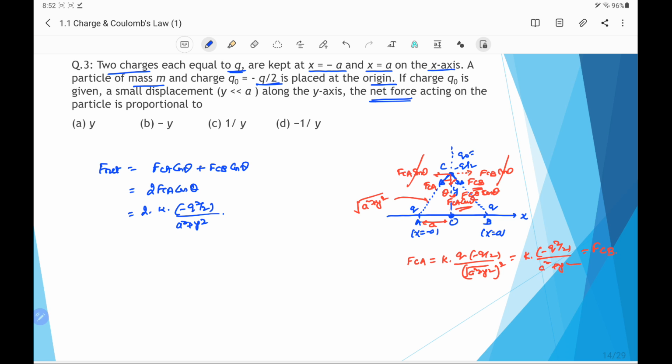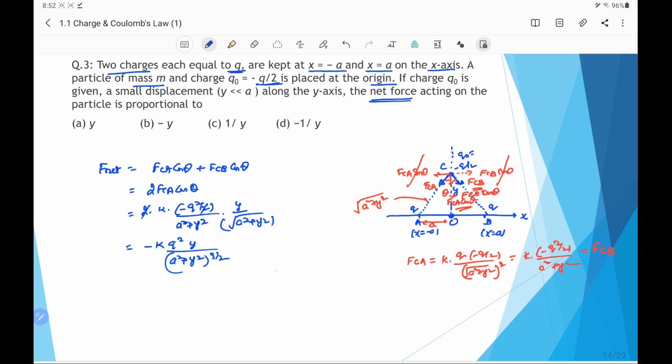Cos theta is base over hypotenuse. Base is y and hypotenuse is root a square plus y square. So we can write it is y by root a square plus y square. So it is equal to, this 2 gets cancelled, minus Kq square y by a square plus y square raised to the power 3 by 2.